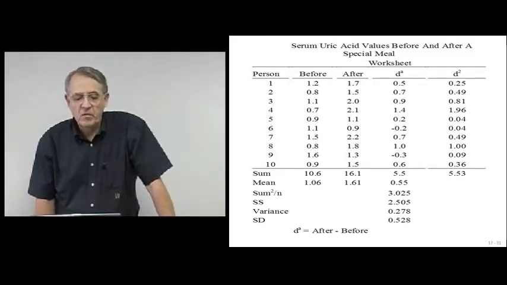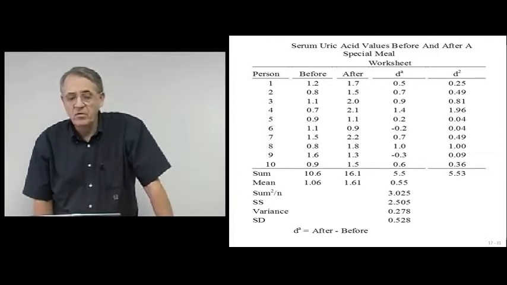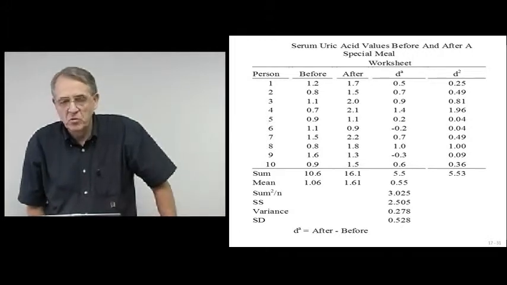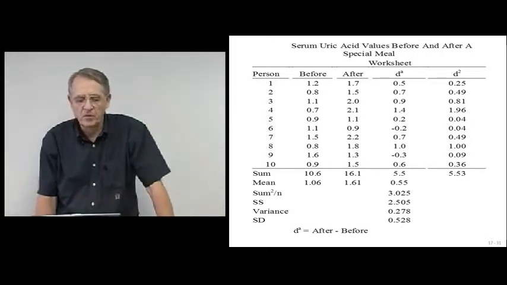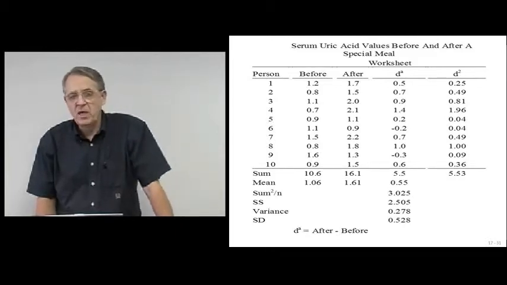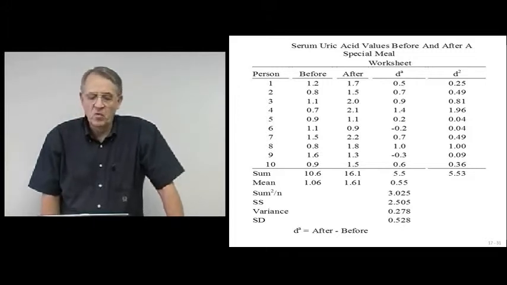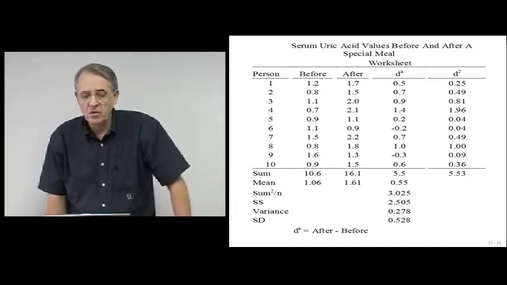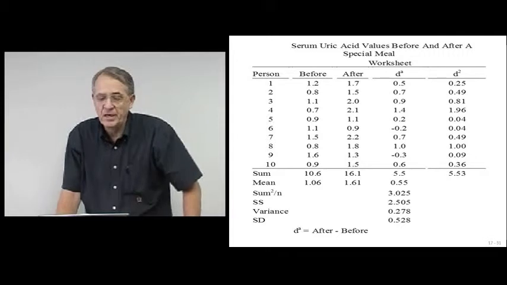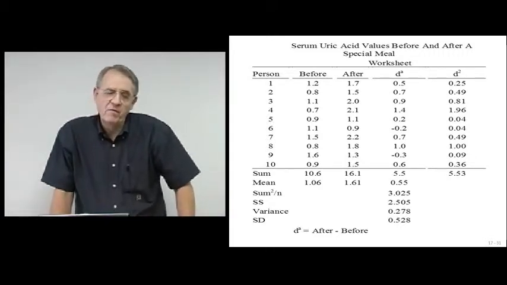So here I've listed out, we have person 1 on this spreadsheet. We have the before value and the after value, and we have the difference between those two for person 1 and person 2, etc. And we have the sum of the differences, and we have the mean difference. So here, measuring this as after minus before, we have a mean difference of 0.55 units.